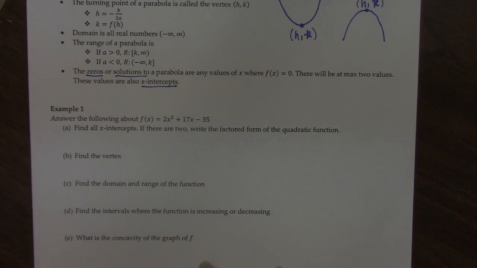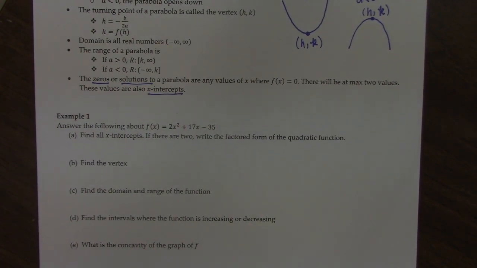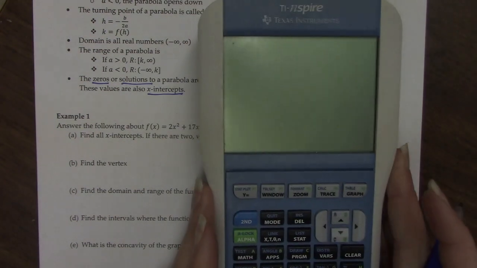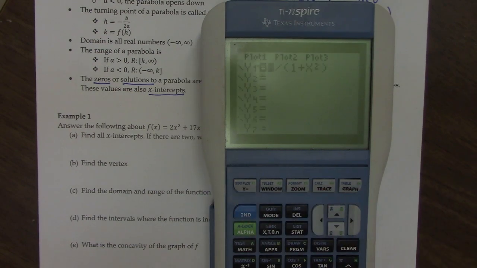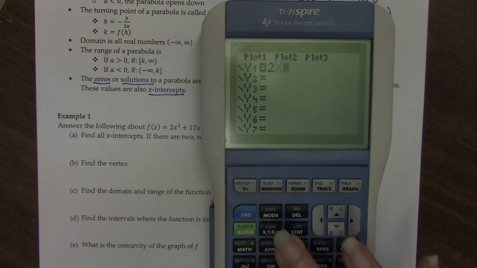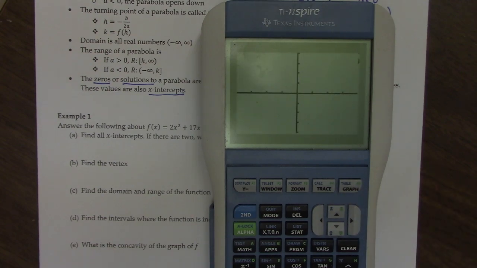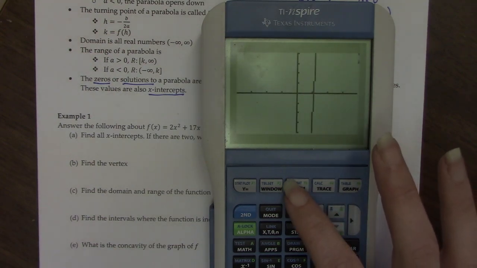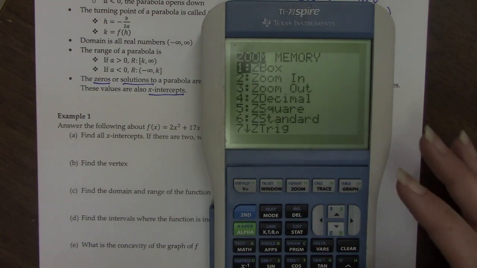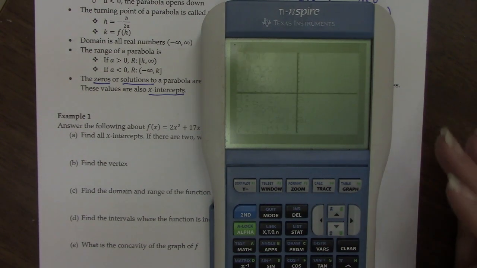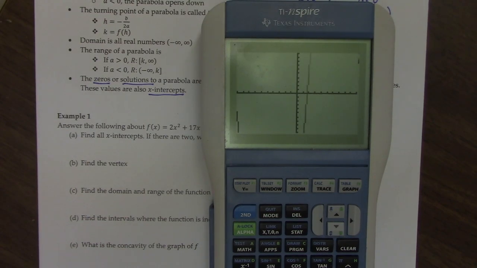So our first example, we have a parabola, and they want us to find all the x-intercepts of this parabola. So on my calculator, I'm going to go to y equals, and I'm going to type the parabola that we've got. So it's 2x squared plus 17x minus 35. So I'm going to graph this. I don't really see what's going on here yet, so I'm going to zoom standard. That's negative 10 to 10 on both the x and y axis.